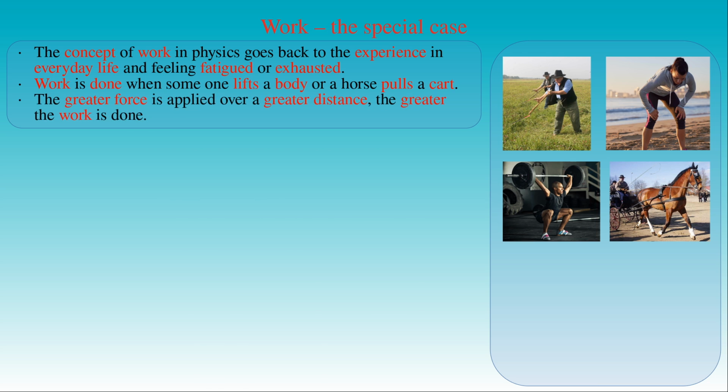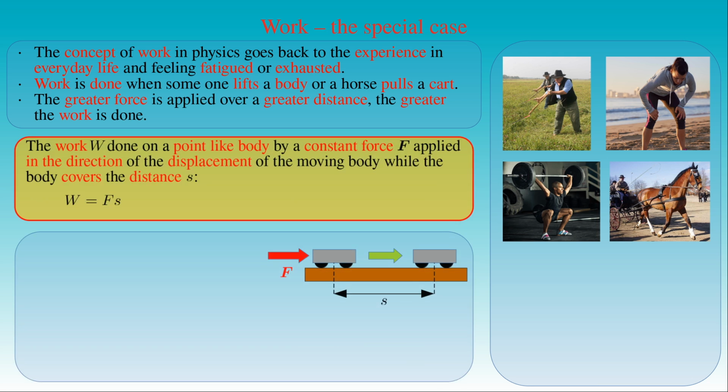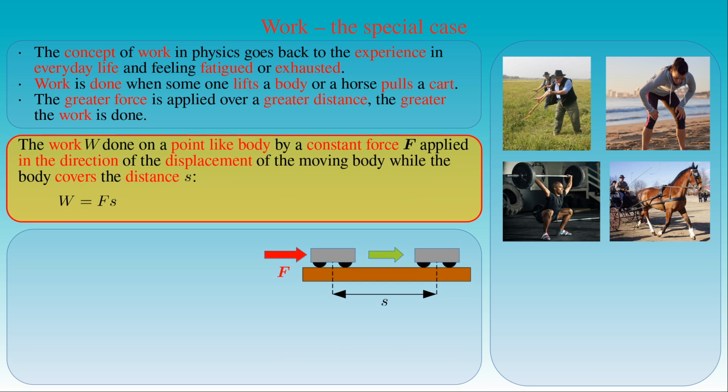If we discuss these or other similar examples in physics, we talk about the work done on a body by a force applied on it, and adopt the following convention. If a constant force F is applied on a body in the direction of the displacement of the moving body, then the work W done by the force F while the body covers the distance s is measured by the product of the magnitude of the force F and the distance s.